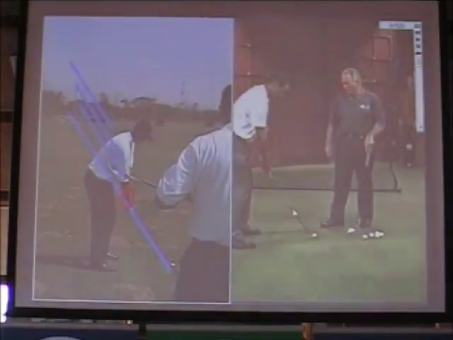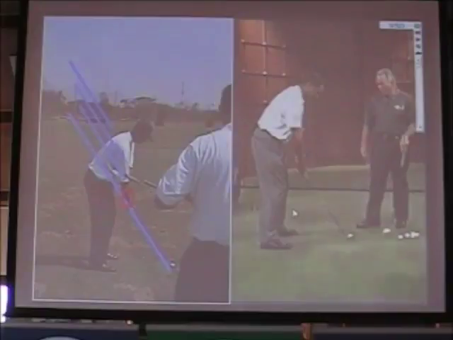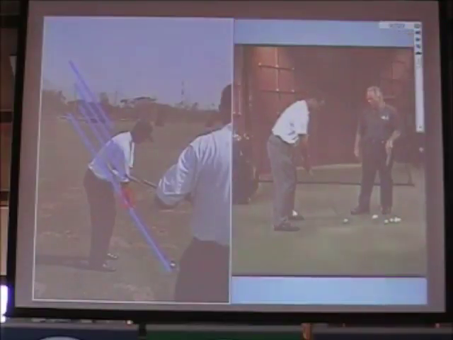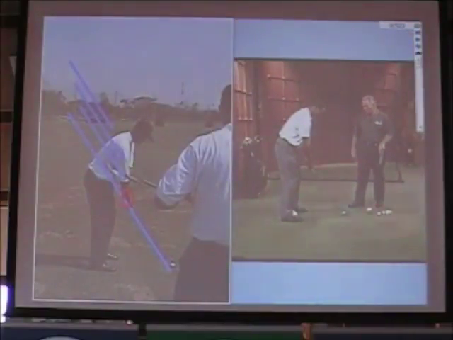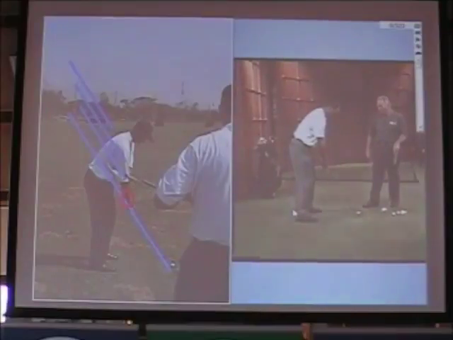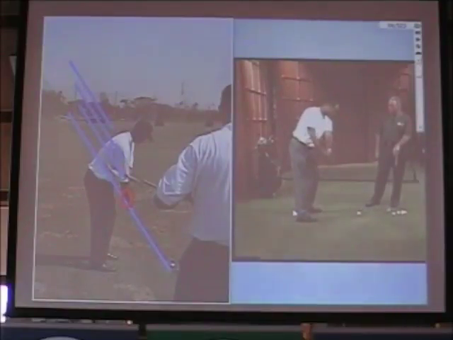Here's Butch and Tiger. That's Butch like 500 hamburgers ago. Watch this. This is what he worked on to get to where he wanted to be. Look at how he spins the shaft open, spins the face open, way open, and lays it off. Okay, that's his practice swing. Open the face and lay it off.